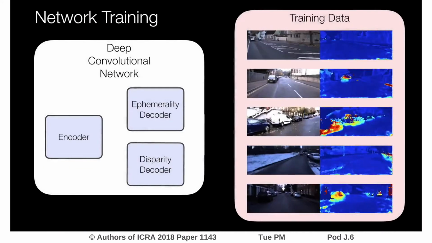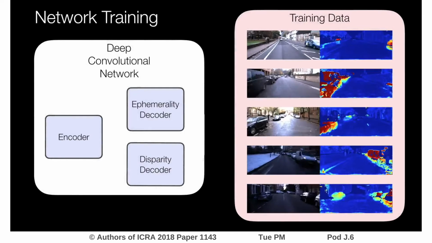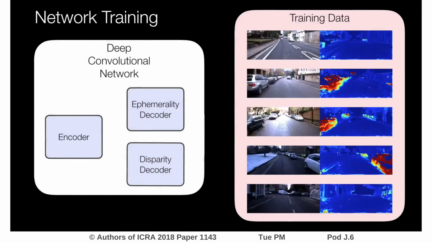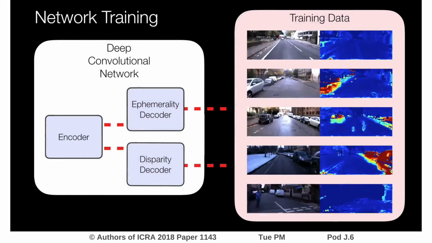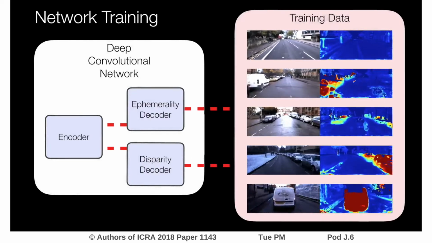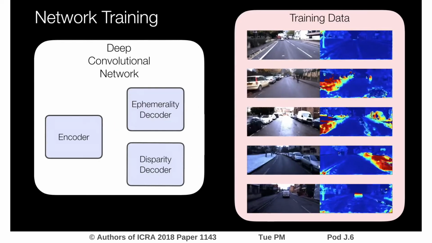Using this self-supervised approach, we can automatically generate vast quantities of labels under different lighting, weather, and traffic conditions. We use these labels to train a deep convolutional network to predict both the resulting pixel-wise ephemerality masks and disparity.